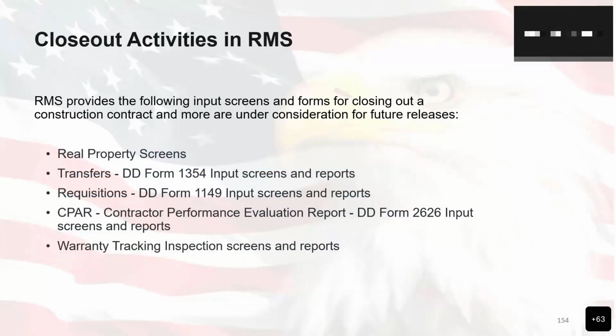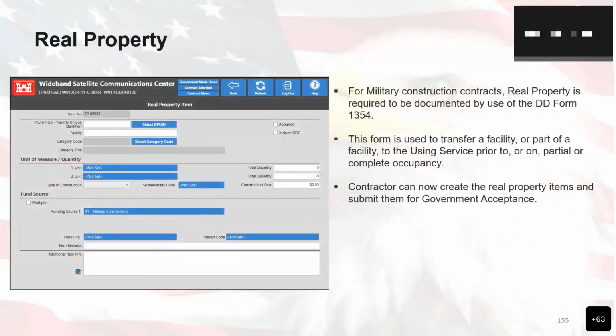We actually have the CPAR, which is a contractor performance evaluation report. That's DD Form 2626, input screens and reports. We have the warranty tracking inspection screens and reports as well. The first screen that we take a look at is the real property screen. This is for military construction contracts, so real property is required to be documented by use of the DD Form 1354. This form is used to transfer a facility or part of a facility to the using service prior to or on partial or complete occupancy.